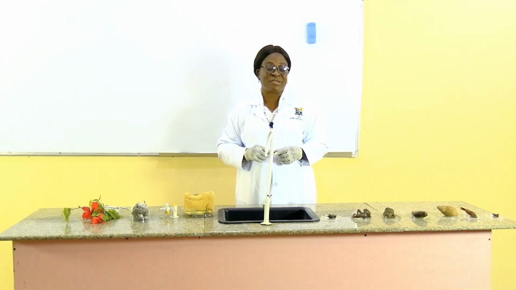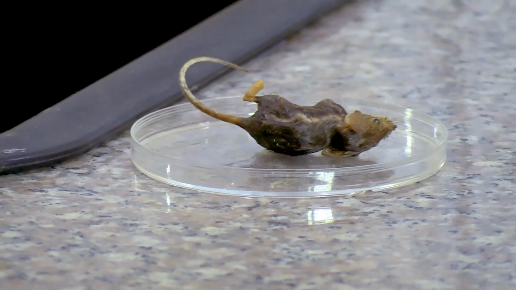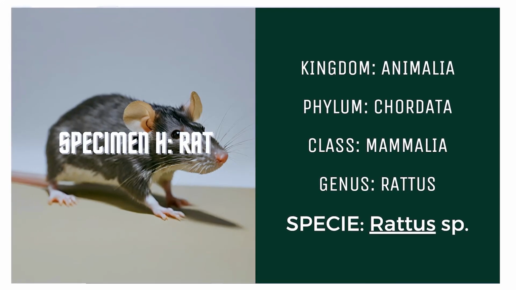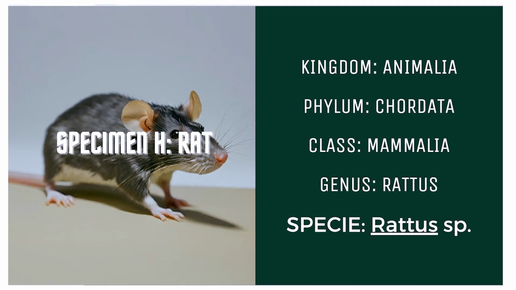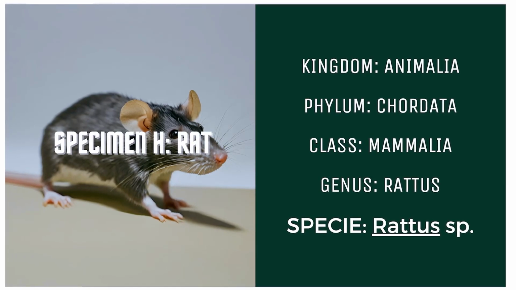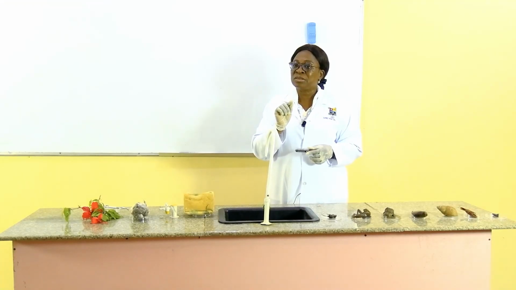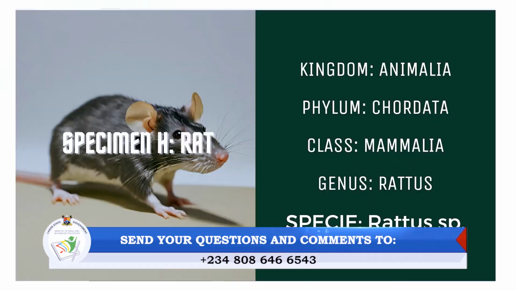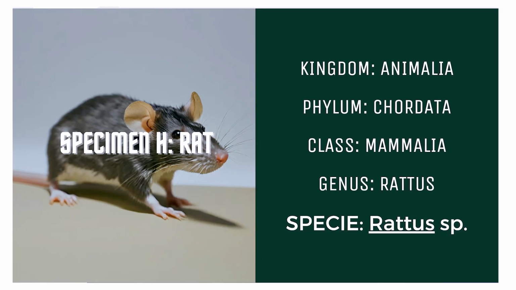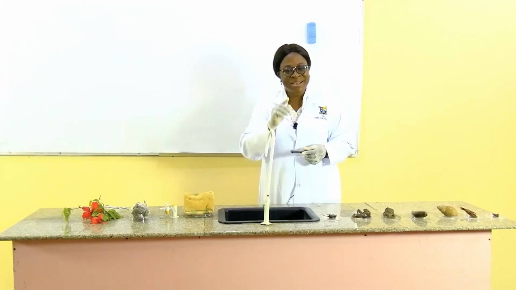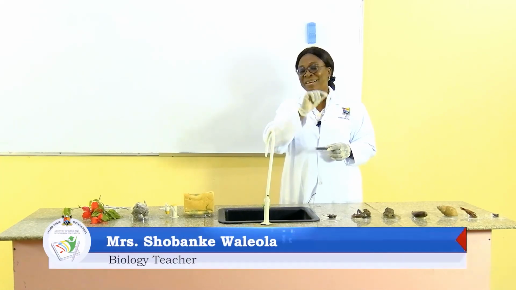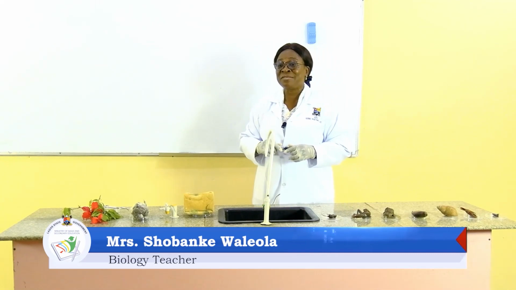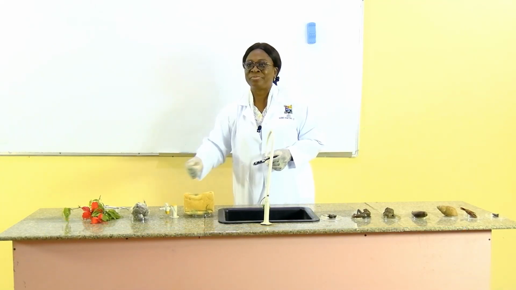Let's move on to the next one. Specimen H, which is the rat. We have identified as rats. Kingdom Animalia. Phylum Chordata. Class Mammalia. Genus Rattus. Please take note: Rattus, double T for Rattus. Yes. And the species is Rattus. Yes. My students are very smart. I can hear somebody saying Rattus, Rattus.